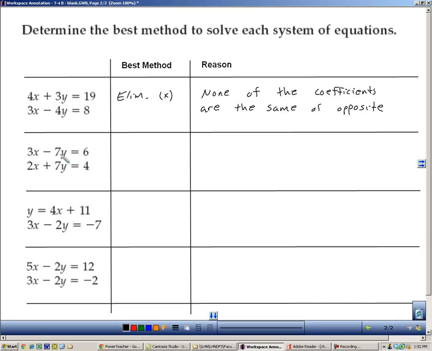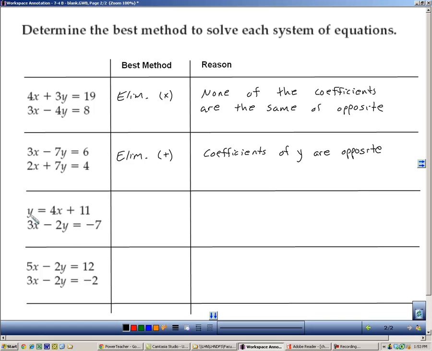The next one, I noticed that these coefficients are opposite each other. Well, if I subtracted them, I would get -14, so that wouldn't work. So in this case, the elimination with addition, because you add two numbers that are opposite, you get a 0. And the reason is the coefficient of the y, those coefficients are opposite each other.